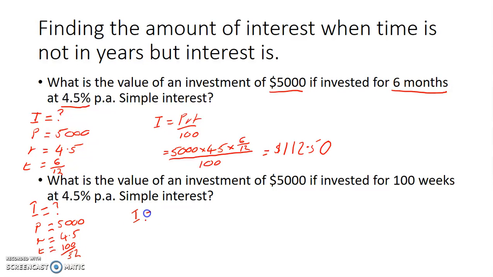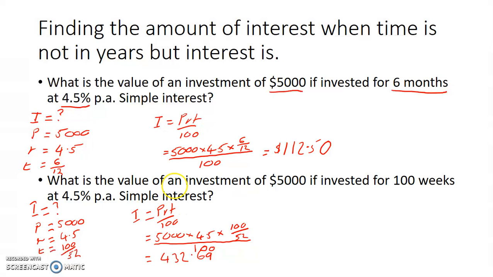So I'll go into the formula. I equals PRT over 100. So 5,000 times 4.5 times 100 over 52, and that's all over 100. And if you do that, you will end up with the answer 432.69. Now, again, it's important to read the question properly and think, what does that tell you?